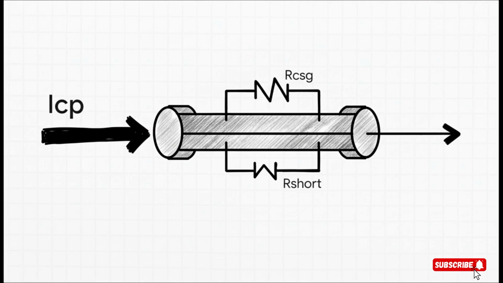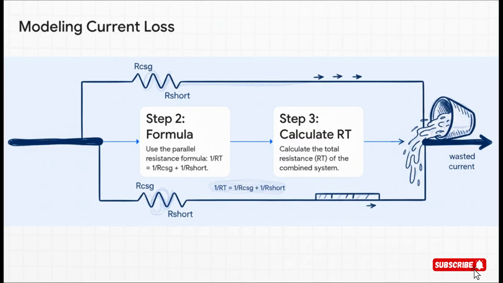There's the good path through the soil, which has a certain electrical resistance, let's call it RCSG. And then there's the bad path, through the metallic short, which has its own resistance, R short, and current will always favor the easiest path. Now, because that current can flow down both paths at the same time, we model it as a parallel electrical circuit. The formula you see here is just the standard way of figuring out how current will split itself in that situation.